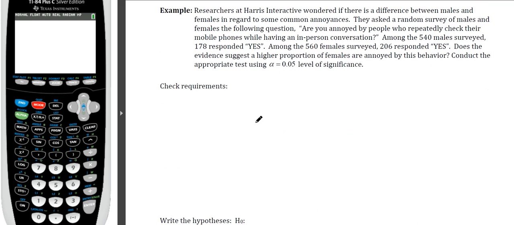All right, researchers at Harris Interactive wondered if there is a difference between males and females in regard to some common annoyances. They asked a random survey of males and females the following question: Are you annoyed by people who repeatedly check their mobile phones while having an in-person conversation? Among 540 males surveyed, 178 responded yes. And among the 560 females surveyed, 206 recorded yes. Does the evidence suggest a higher proportion of females are annoyed by this behavior? Conduct the appropriate test using alpha 0.05 level of significance.